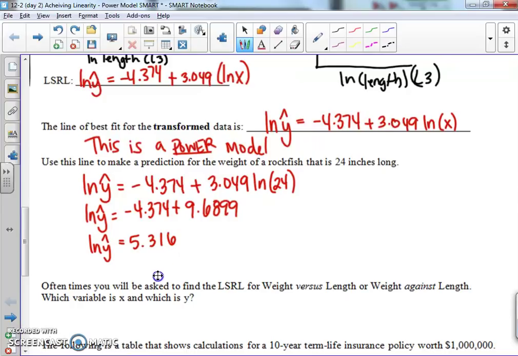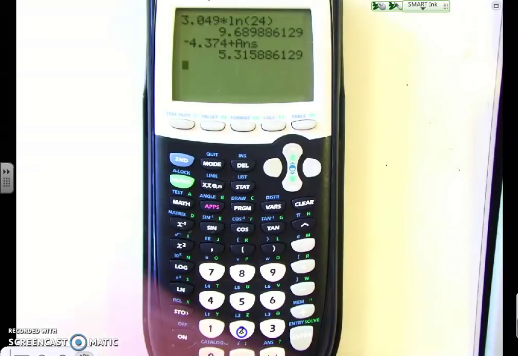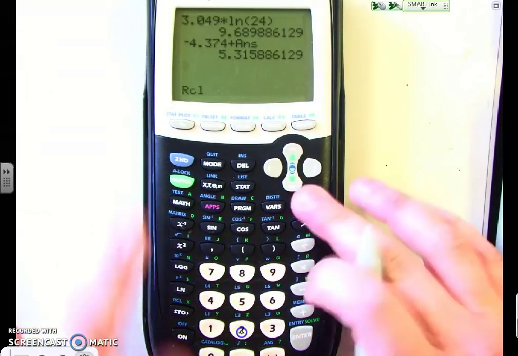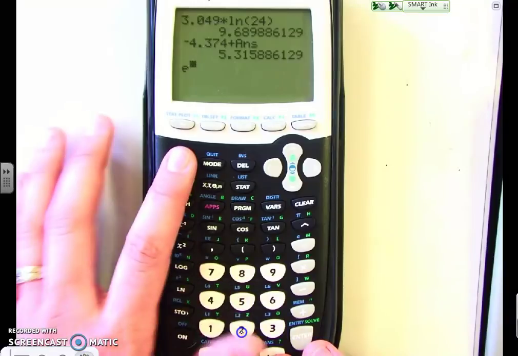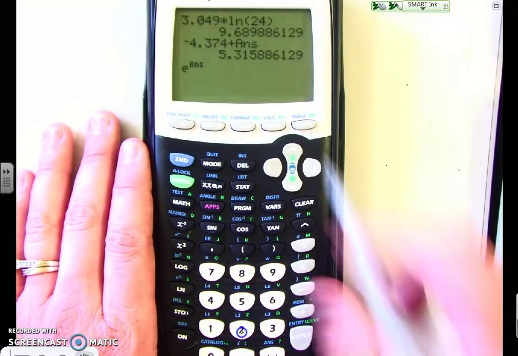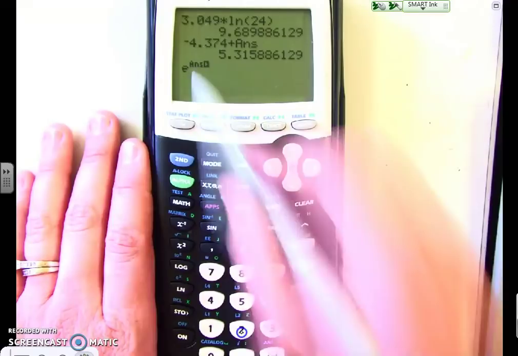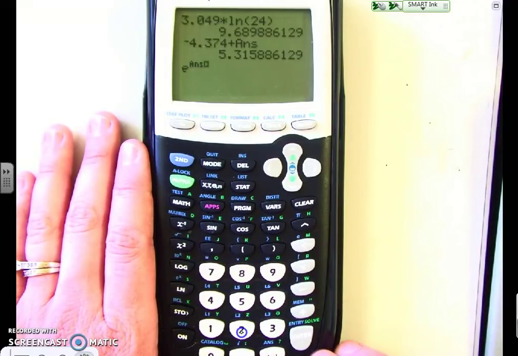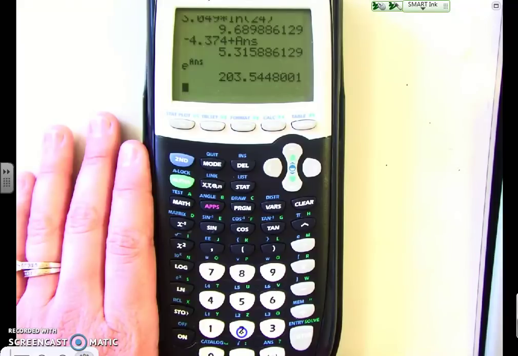Now, very similar to what I did yesterday, remember the base of a natural log is an e. So you got to think about it as e to this power is equal to the y hat. So the y hat equals e to the 5.316 power. In fact, what you can do is you can go second e, and then previous answer. So it'll even take this exact version and plug it into the exponent for you. So there's your predicted amount, 203.544.